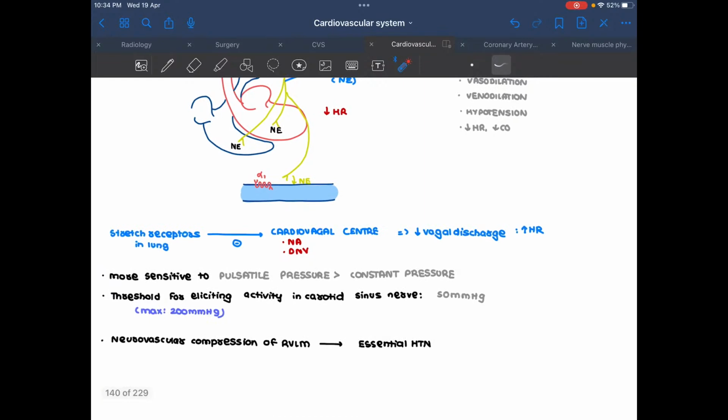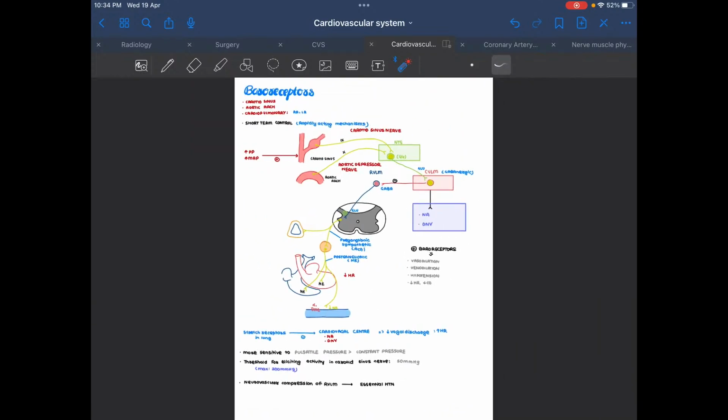Okay. So just remember, these are more sensitive to pulsatile pressure as compared to constant pressure. And just remember one thing, the threshold that is there, meaning until how low a pressure can the baroreceptor detect and fire. Just remember, this whole mechanism can get reversed as well.